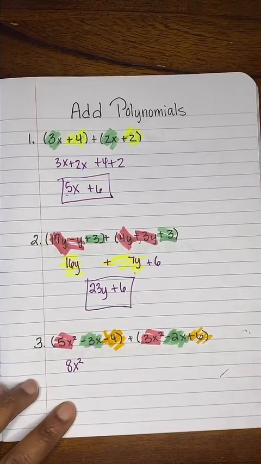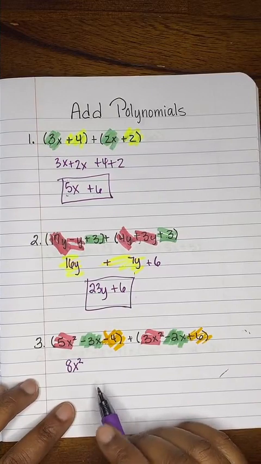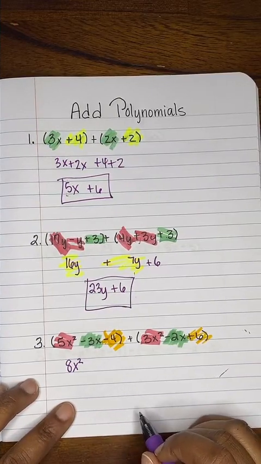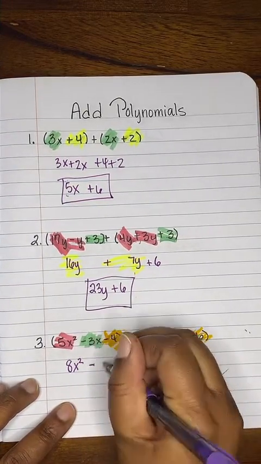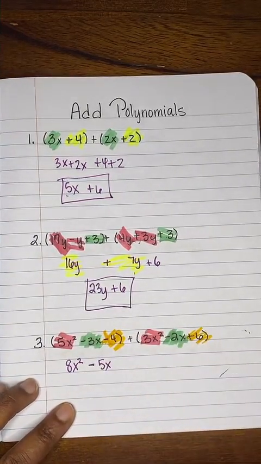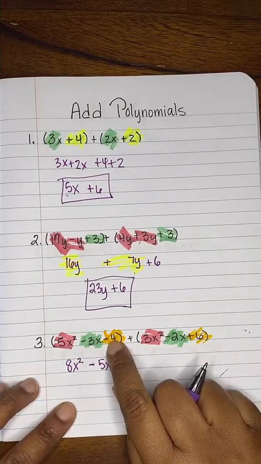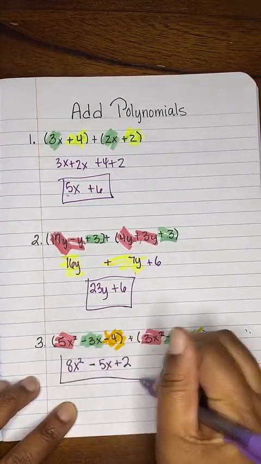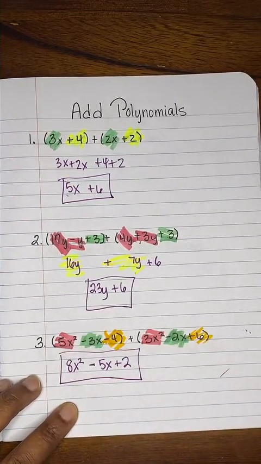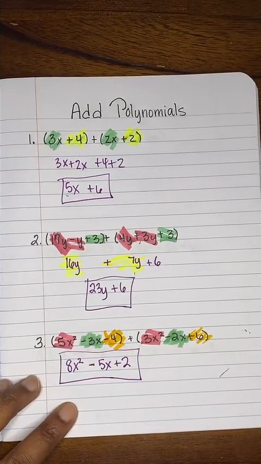Excellent. So I see people said 7, negative 5x. Perfect. So we get negative 5x, which is good. And then our yellows, negative 4 plus 6 is a plus 2. And this is our final answer. Great job, you guys.